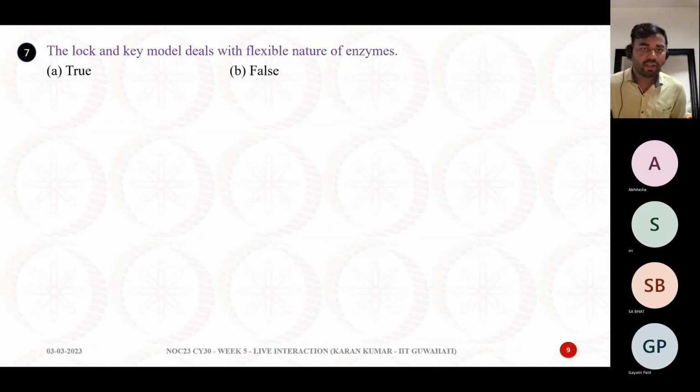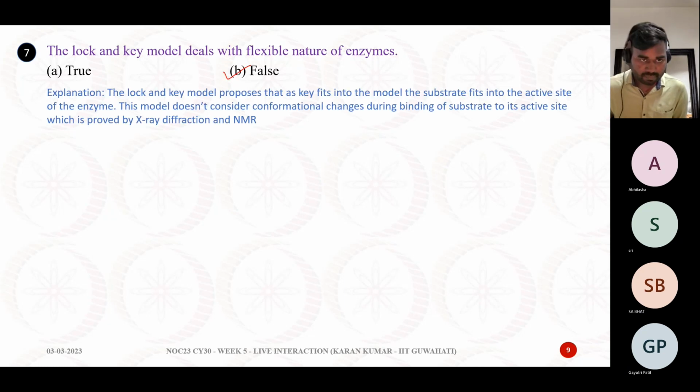Now the next question is, the lock and key model deals with the flexible nature of the enzyme. Is it true or false? False, right? Because the lock and key model assumes that both are in a rigid form. The explanation is also given here. In the lock and key model, as a key fits the lock, the substrate fits the active site of the enzyme. This model does not consider the conformational changes during the binding of substrate, which are provided by X-ray diffraction and NMR.